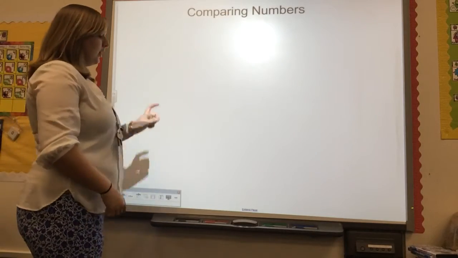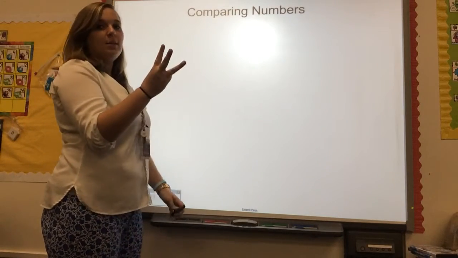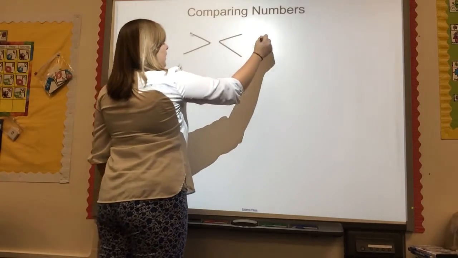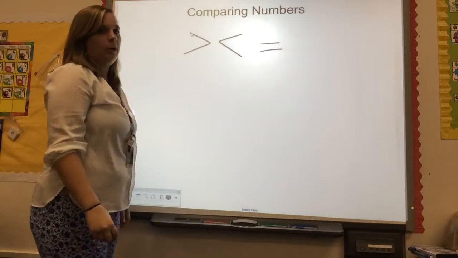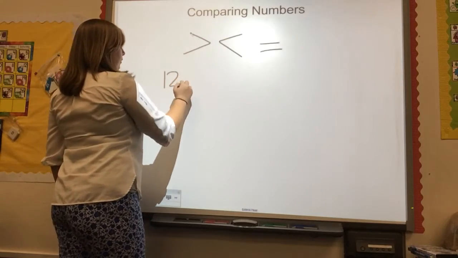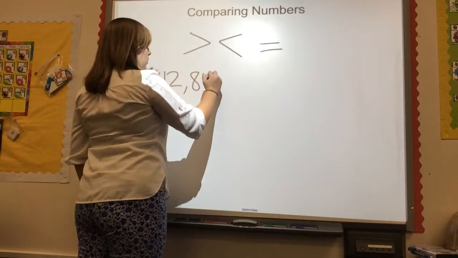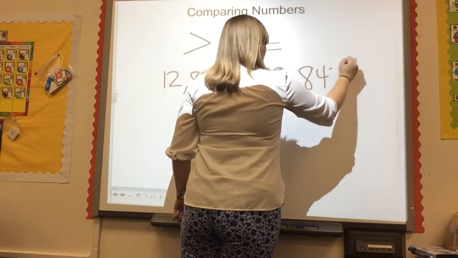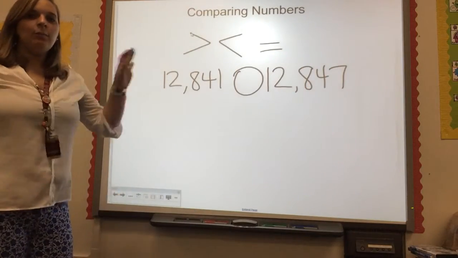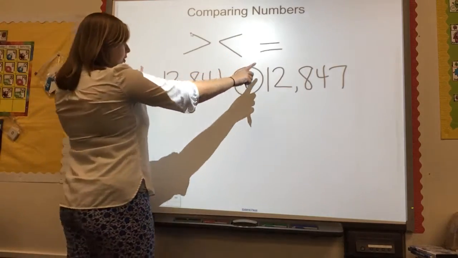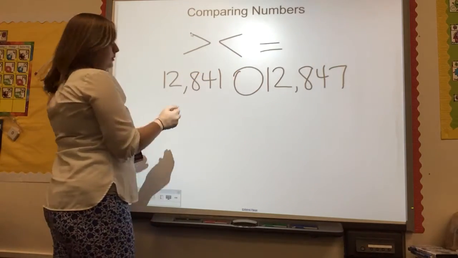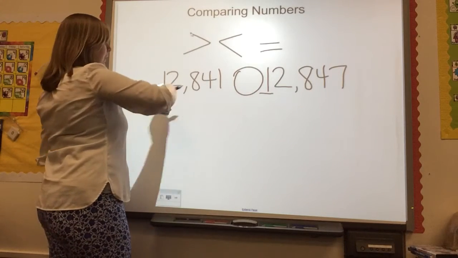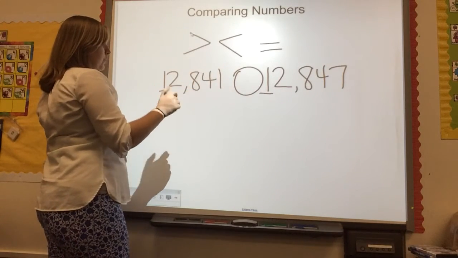All right, next we did comparing numbers. 3 symbols for comparing numbers. Greater than, less than, and equal to. All right, if I have 12,841 and 12,847. When I go to compare this, start in your 10,000s, okay? I have a 1 in both of my 10,000s places, so I cannot decide yet which one's bigger.